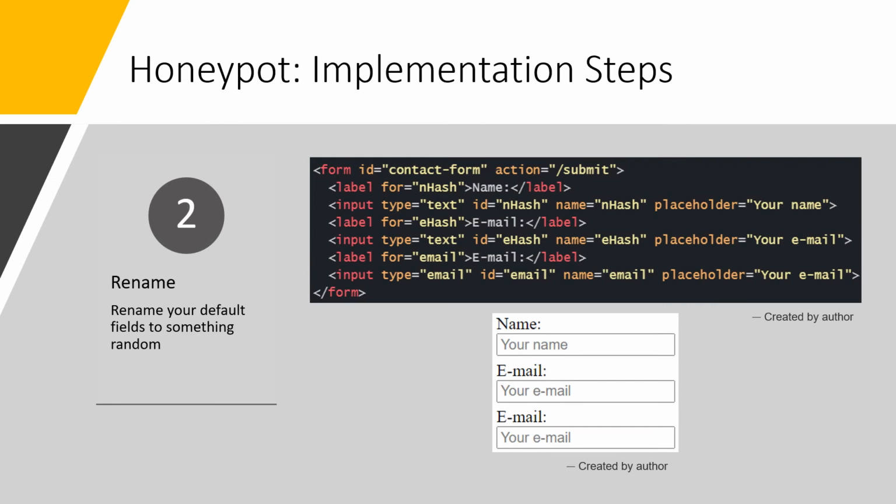Next, we need to rename our default fields to something random. Here I renamed the name field to nhash and the email one to ehash. Then we need to change the email field type to text instead of email. By naming the default fields something random and changing their type to text, the valid fields now begin to look like honeypots to the spam bot. Keep in mind though that you have to convert them back to their proper names on the server side.